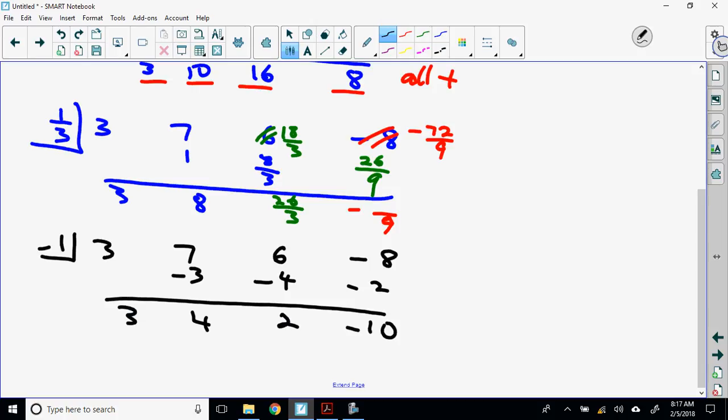So we can't really say if this is a lower bound because these aren't alternating. If these alternated, it would have been a lower bound. So -1 doesn't work. Dang it.